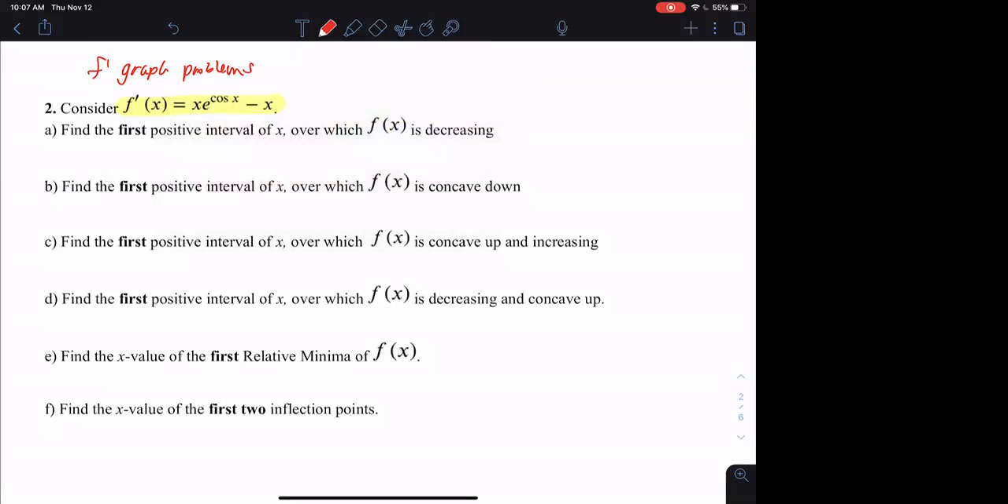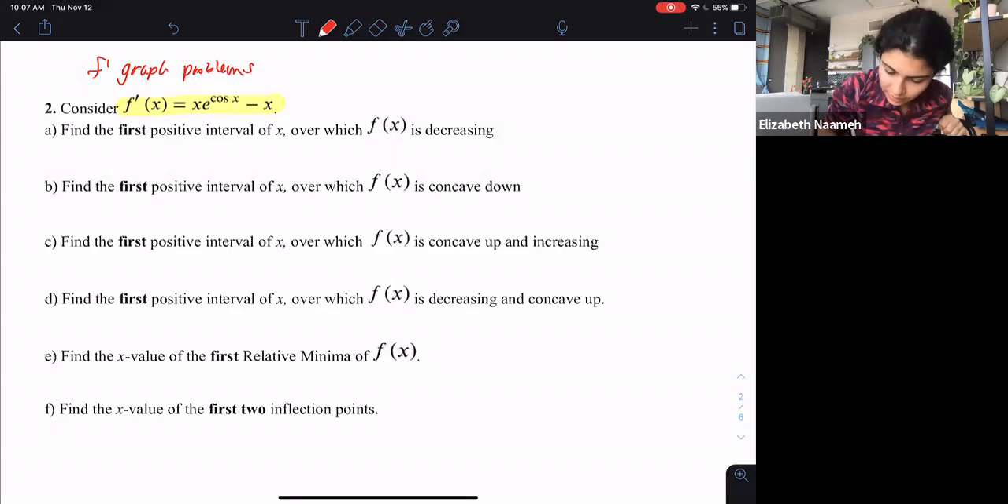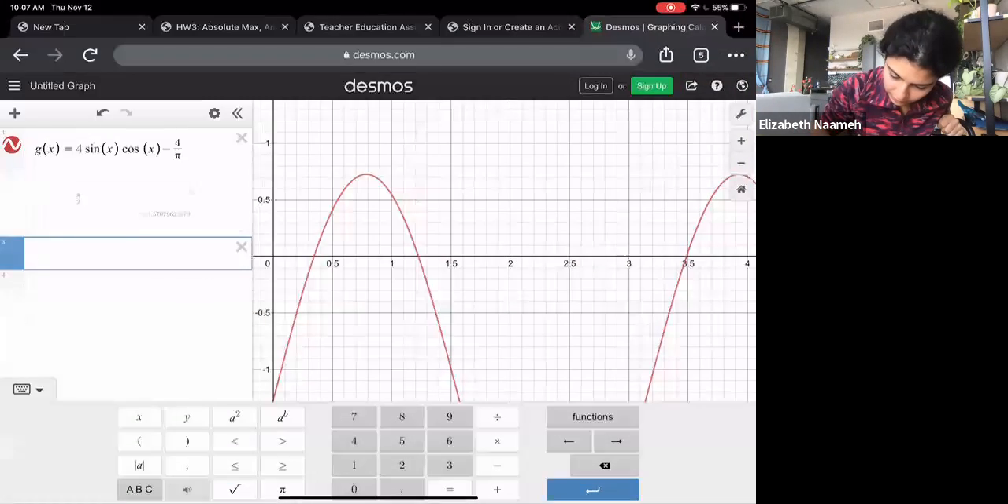Yes. This time you are creating the graph. So everybody do it with me, unless you just can't. We're going to type this into Desmos. So x e to the cosine x minus x. Let's go and do that.